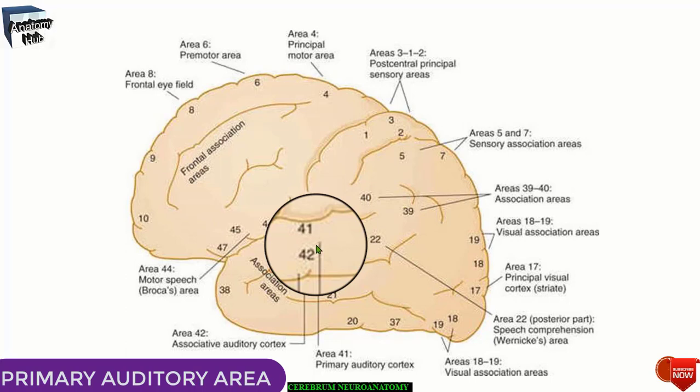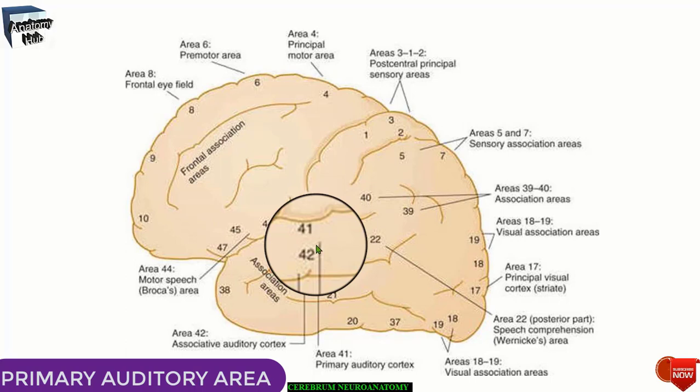This area is concerned with the reception of isolated impressions of the loudness, quality, and pitch of the sound. In addition, it also picks up the source of the sound. A unilateral lesion of the primary auditory area results in slight loss of hearing, because it receives auditory inputs from the cochlea of both sides, but the loss will be greater in the opposite ear. And bilateral lesions of the primary auditory area cause complete cortical deafness.